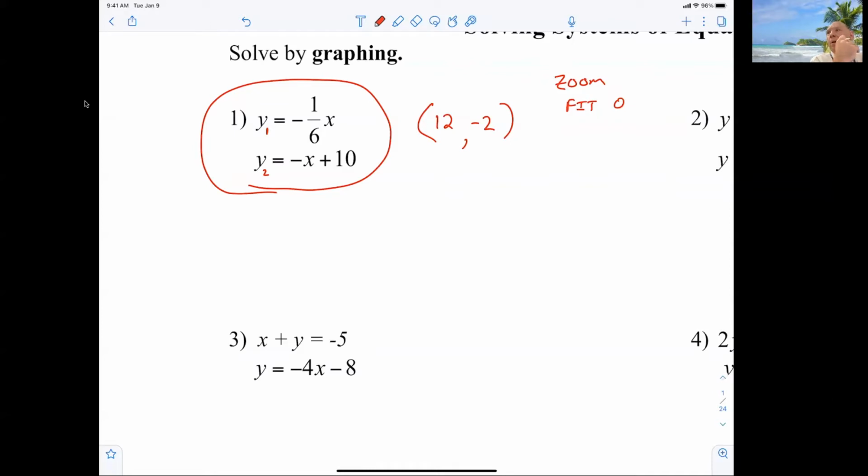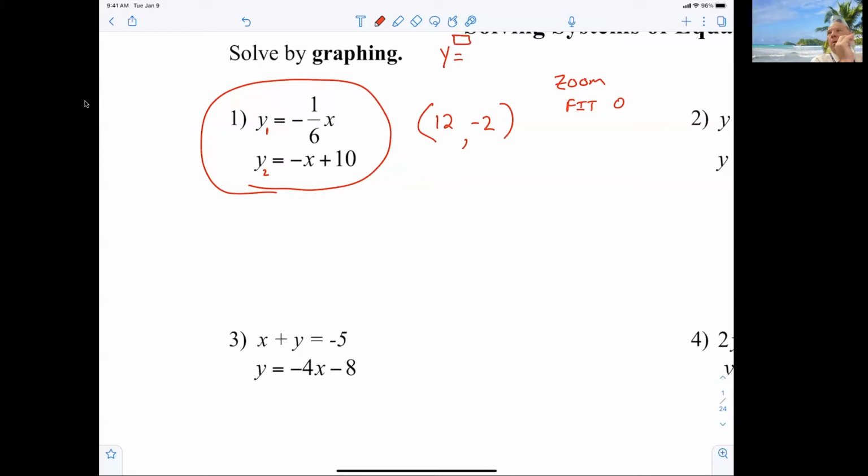Mine still says invalid dimension. Your invalid dimension might be the fact that your plotting points is still on. All right, your plotting points is still on. So make sure that's off by going to y equals, and then you go above and there's a plot, stat plot, or plot 1, turn that off. And then you should be back to normal.